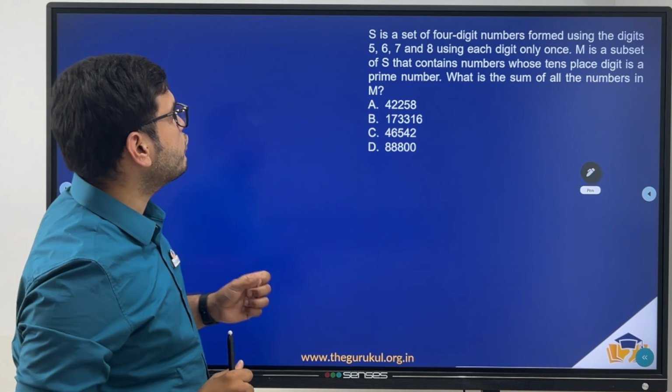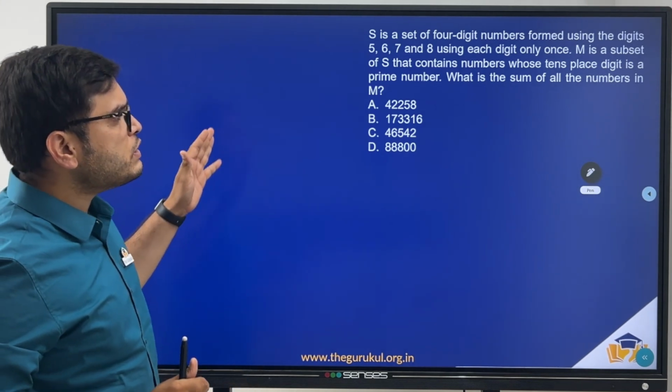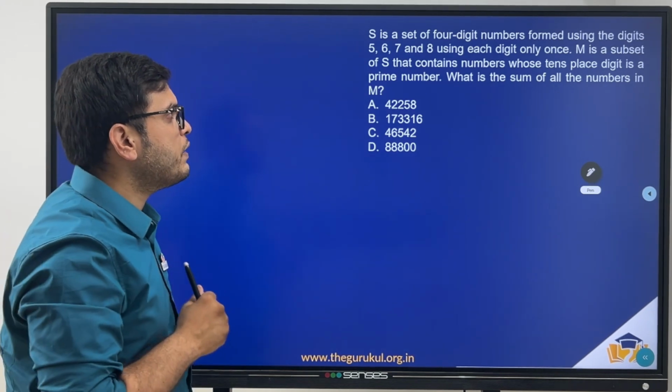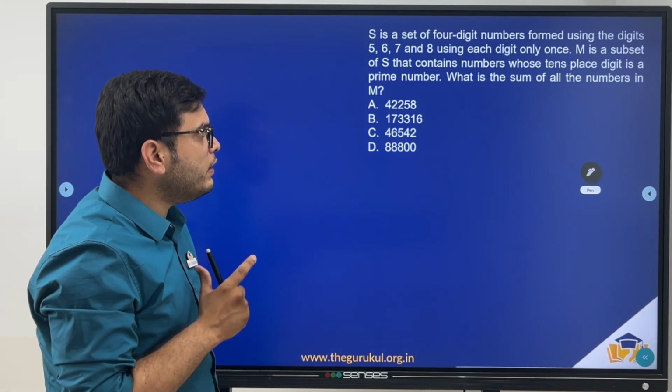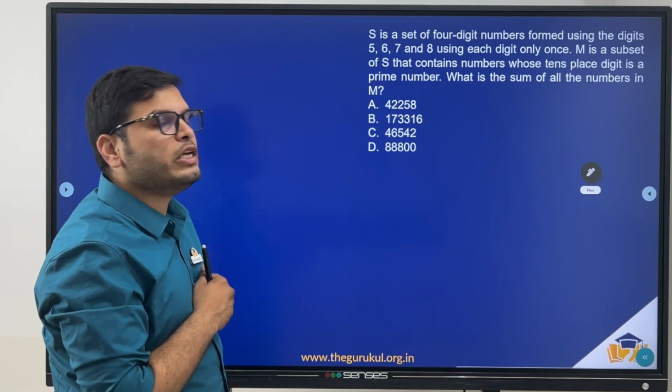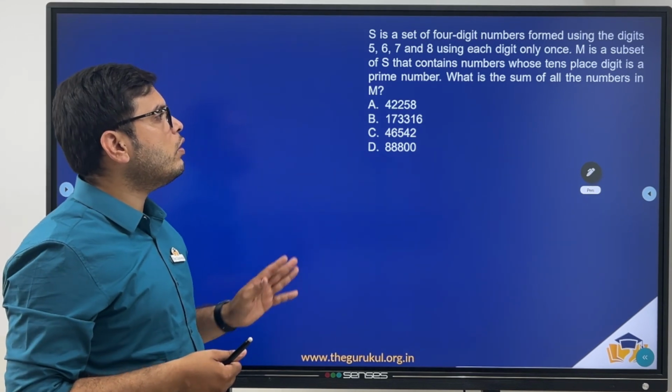Now coming to the first question, S is a set of 4-digit numbers formed using the digits 5, 6, 7 and 8, using each digit only once. M is a subset of S that contains numbers whose tens place digit is a prime number. What is the sum of all the numbers in M?